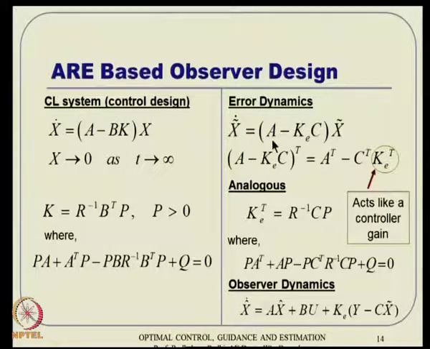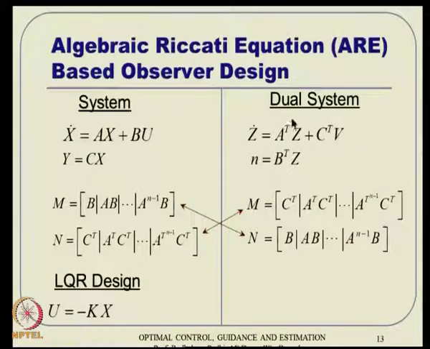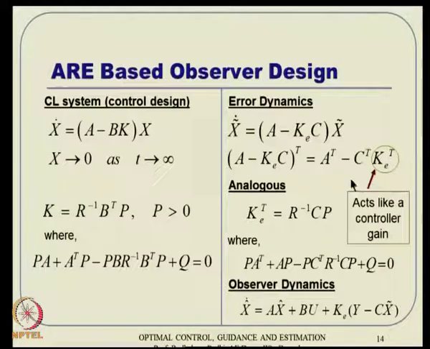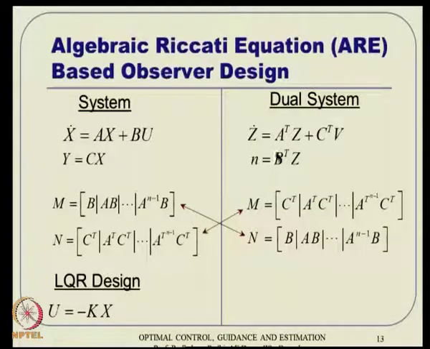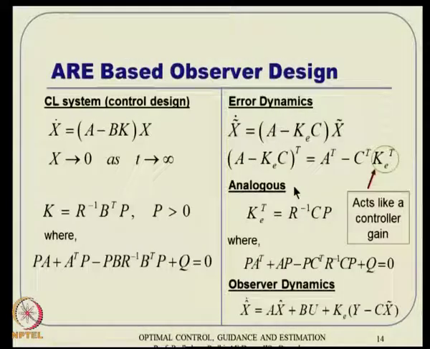Now, looking at the other side of the story, we have this error dynamics, and this transpose is similar, and this Ke transpose acts like a controller gain for this system. So, this Ke transpose we can write with a similar formula, Ke transpose equal to R inverse C P, where this P matrix is designed based on this Riccati equation. Because now you have to remember that A transpose and C transpose are your system matrices. Using that, it turns out that this Riccati equation is something like this.